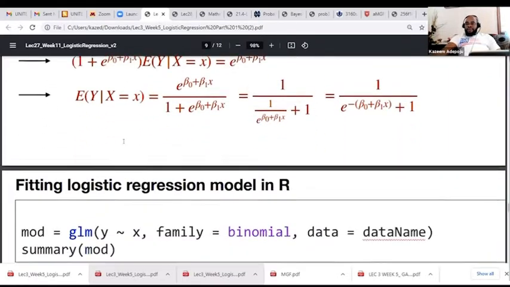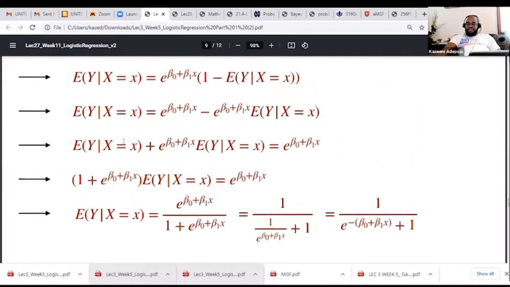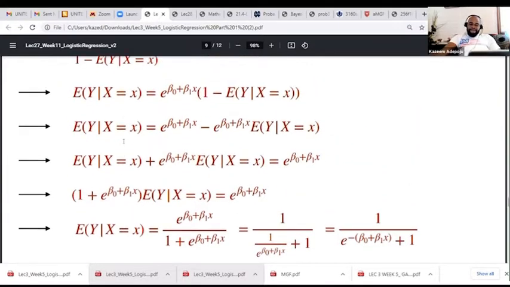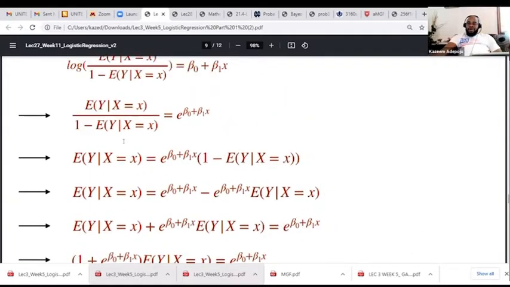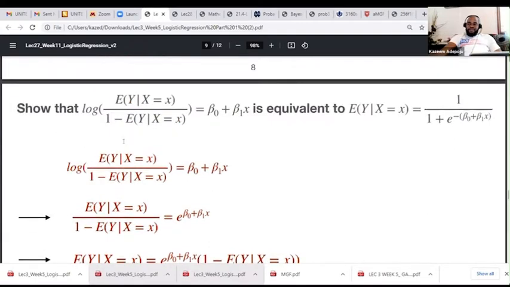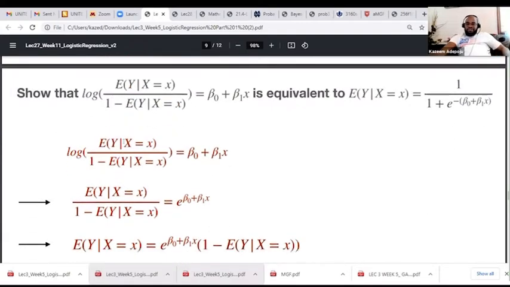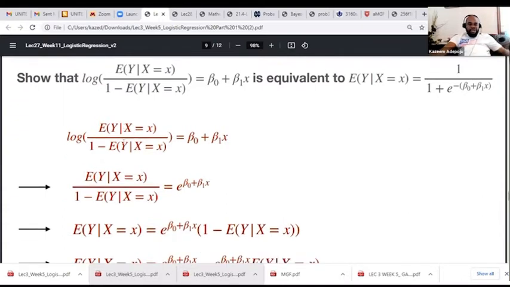Can you guys confirm again if you are still hearing me clearly? Yes. Okay, is there anyone who needs clarification on how to derive the probability form of a logistic regression model from the logit form that I'm showing you right now? I don't think so, no. I understand. Okay, thank you so much.